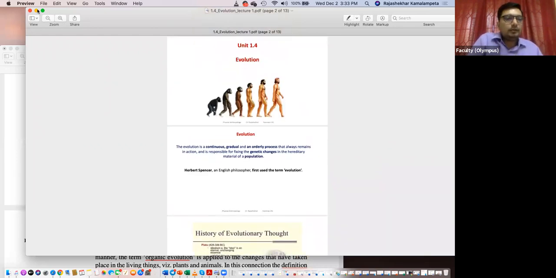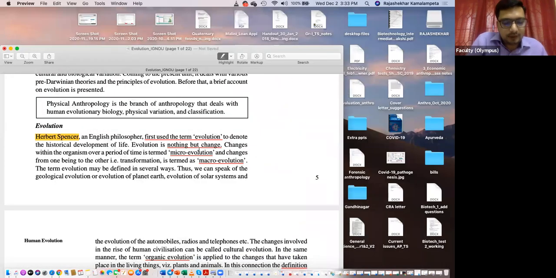Right. So Herbert Spencer is the English philosopher who first used the term evolution. I was briefly telling you about two types of evolution. One, sometimes we call microevolution. Another one is macro. Micro means tiny, small changes, right? So changes that happen within us.